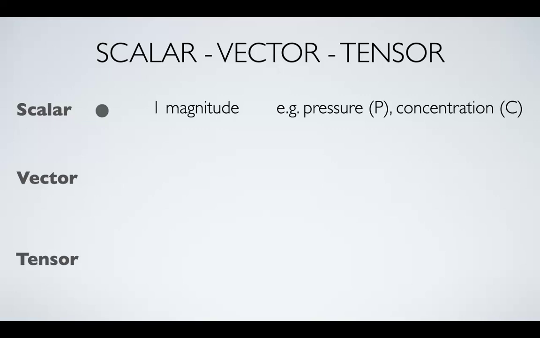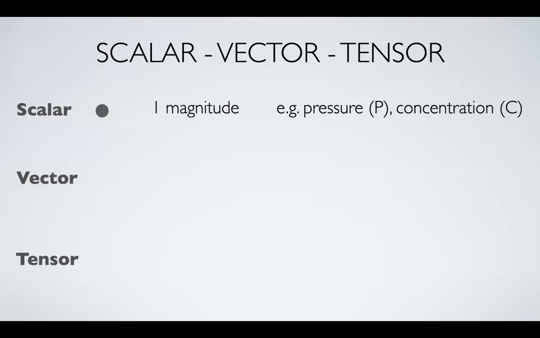Anything else that you can think of that is a scalar? Mass? Yep. What else? There are plenty of variables that are scalar. Temperature? Yes. Maybe density? Yeah. Okay, so there are a bunch of scalar variables, right?